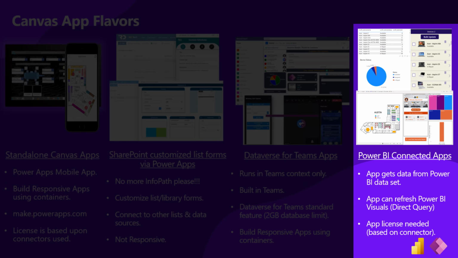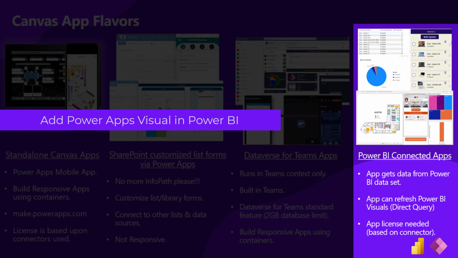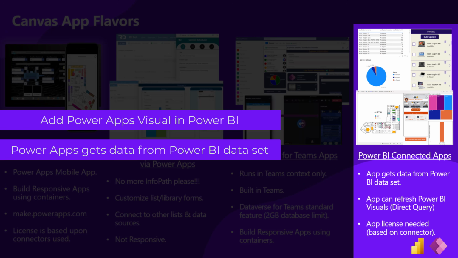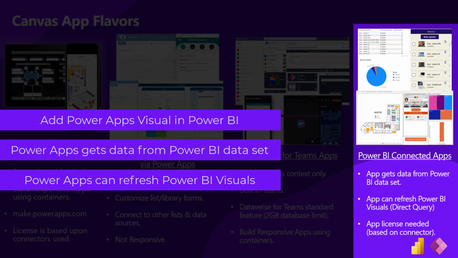The fourth flavor are Power BI connected Power Apps. To create the Power App, you will head over to the Power BI report and add a Power App visual. You can pass data from the Power BI dataset to the Power App. So the Power App is contextually aware of the data in Power BI. Filtering or refining the data in Power BI will refine the data in Power Apps as well. Additionally, if the dataset in Power BI is in direct query mode, the Power App also has the capability to refresh the Power BI visuals, thereby creating a live refresh experience.